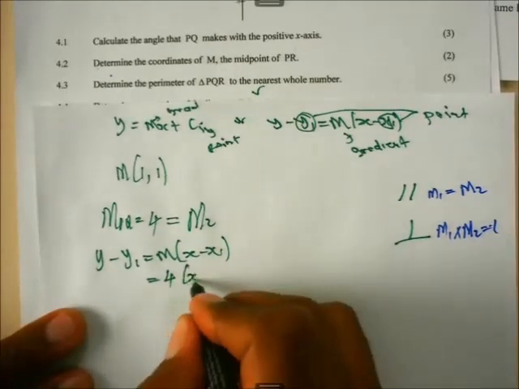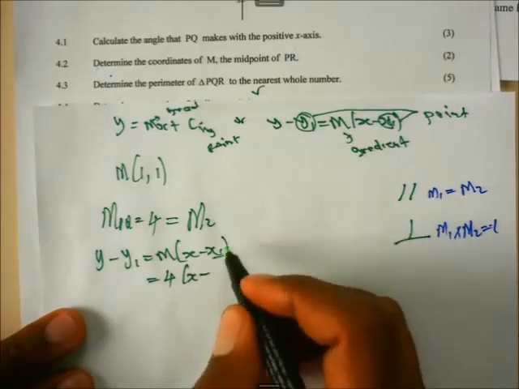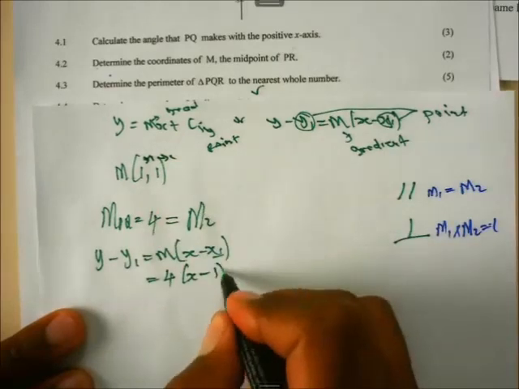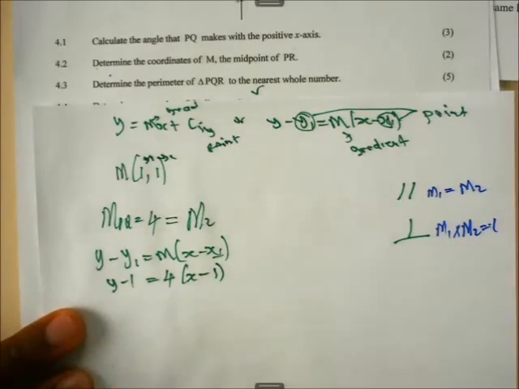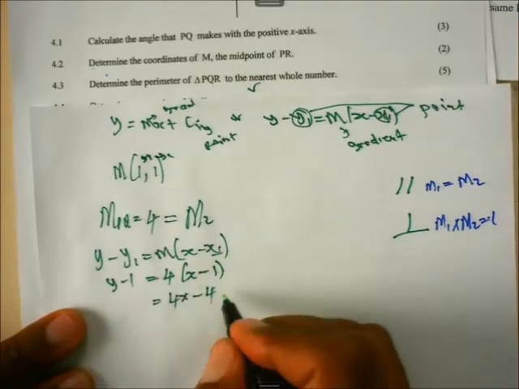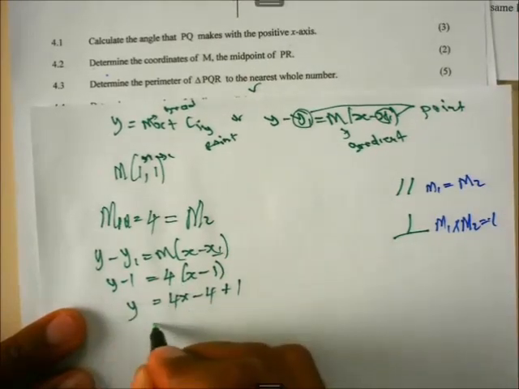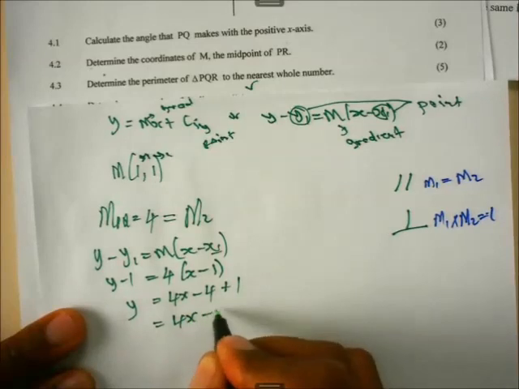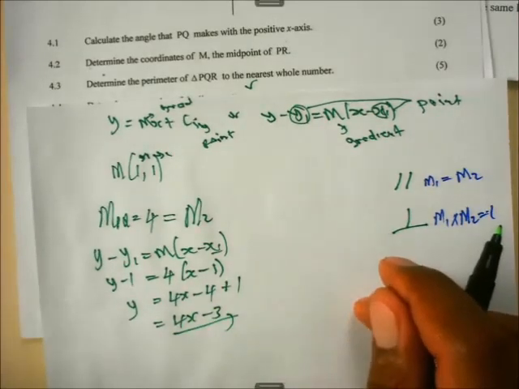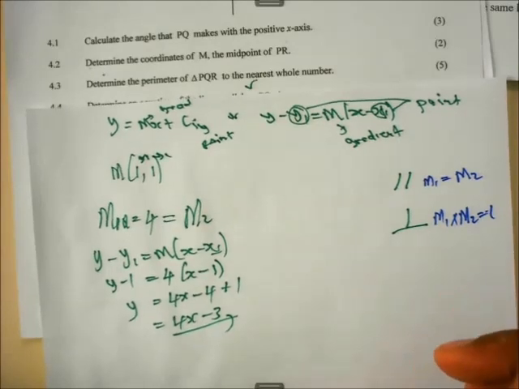Good. And then from here, x minus, now you take x1 from here. That will be x1, y1 minus 1, and y minus 1 on this side. Now we have 4x minus 4. We take 1 on the other side. It is plus 1. Therefore, y is 4x minus 3. Y is 4x minus 3.